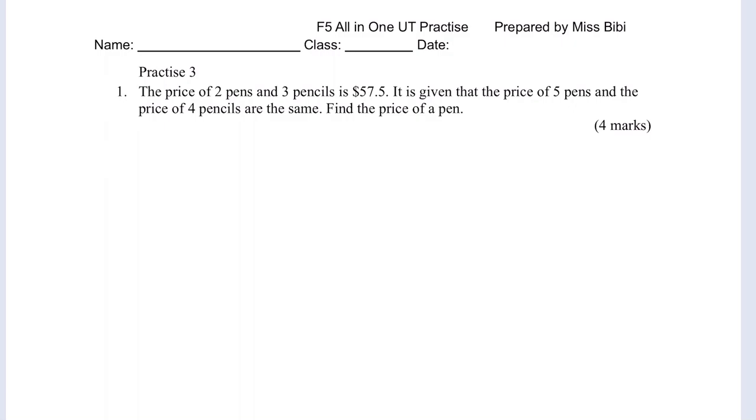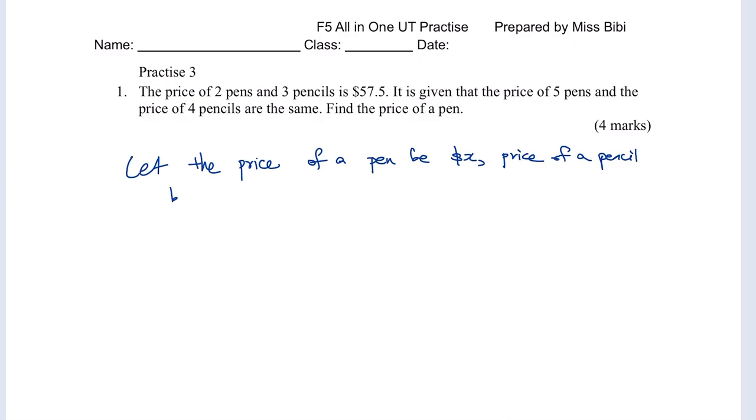Now you can't write pens and pencils out every time because that will be too many letters. So what we do is give unknowns to them. Let the price of a pen be x dollars. Price of a pencil be y dollars. So that's your first let statement. If you don't write this, you will lose a mark for sure.